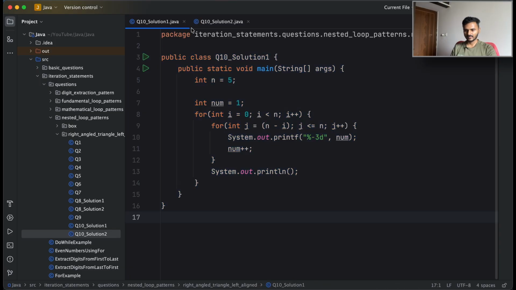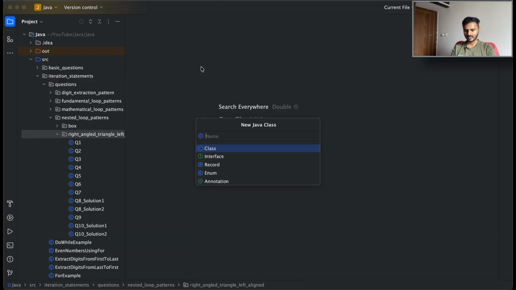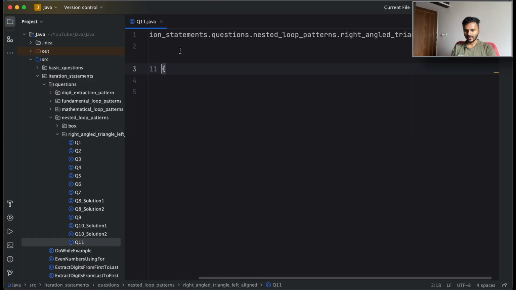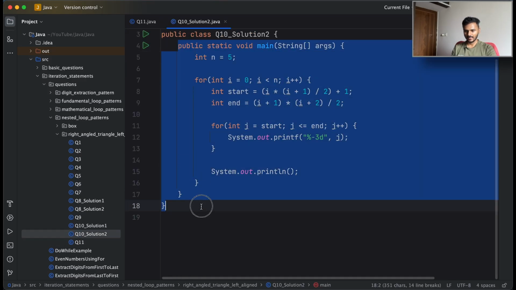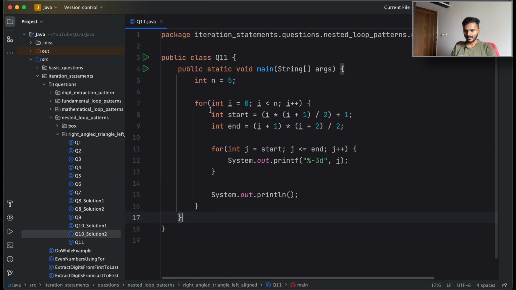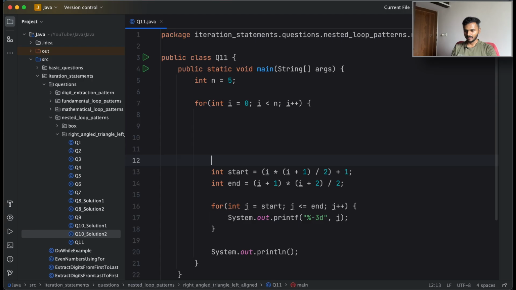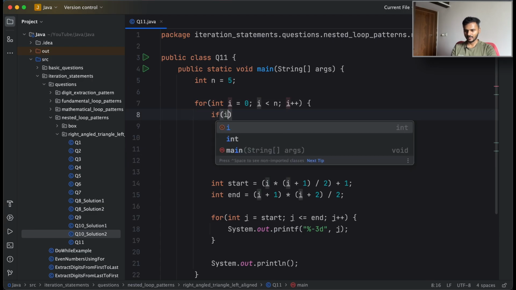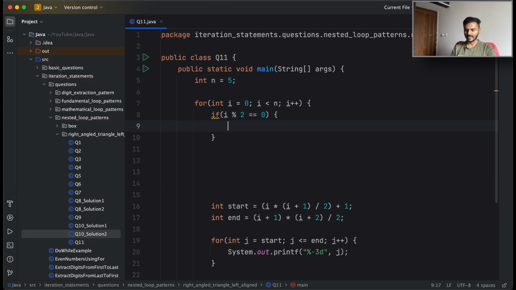For that, let's come back to IntelliJ and let's close these two. Let's create a Java class called Q11. And what I am going to do is grab Q10 solution 2. That is the main method of Q10 solution 2. Come back here and paste it. And we will leave all of this the same. The only thing that we will have to do is figure out if i is an even number or an odd number, right? So let's do that here. So if i mod 2 is equal to 0, this means i is an even number.